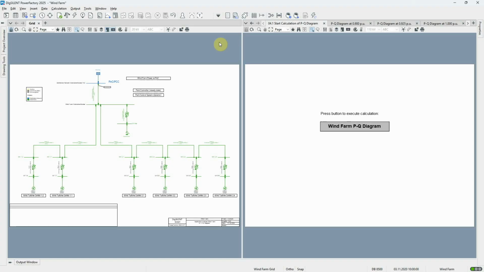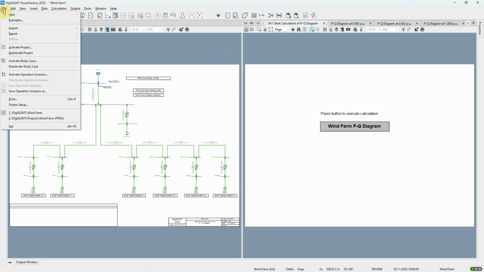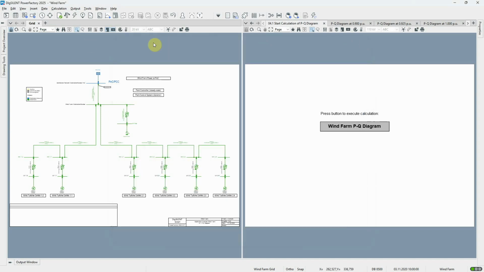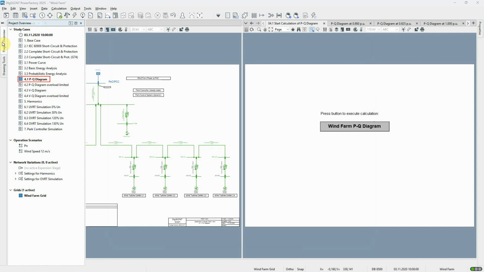In this wind farm example video, we'd like to show you the PQ diagram script that's included in this project. The script can be exported for use with other projects and comes with documentation that can be accessed via the Examples dialog. Study Case 4.1 should be activated.